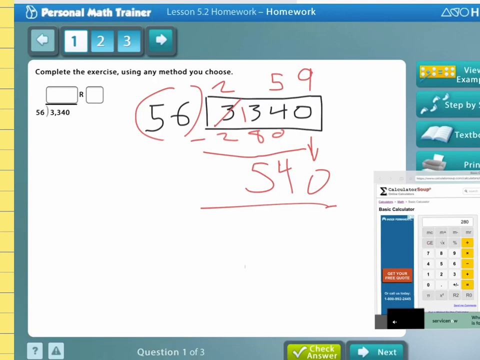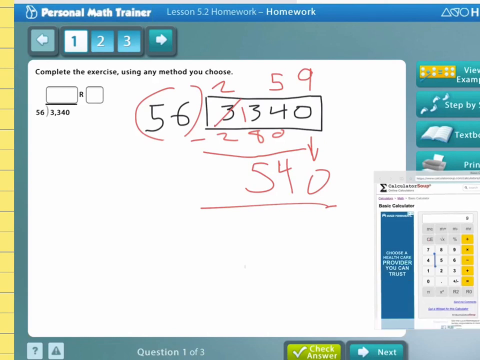56 times 9 equals 504. So I get 504 here, and I have a difference of 36. So my quotient is going to be 59 with a remainder of 36.